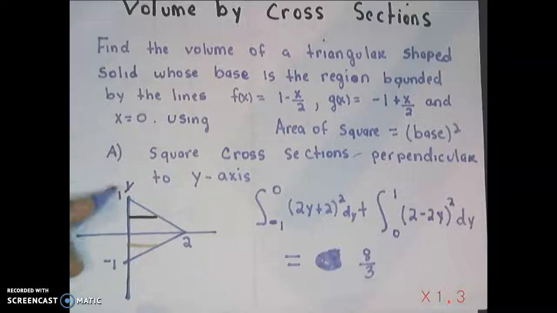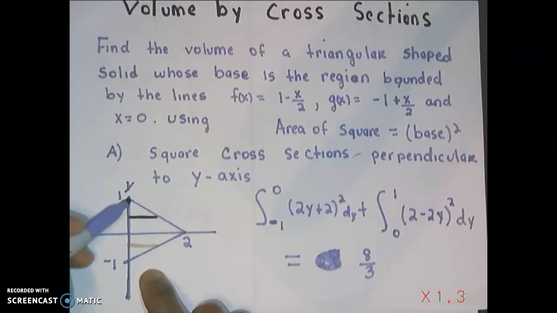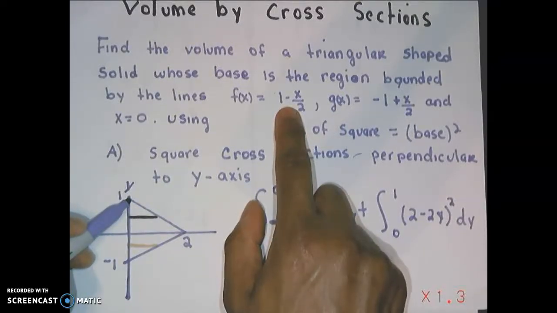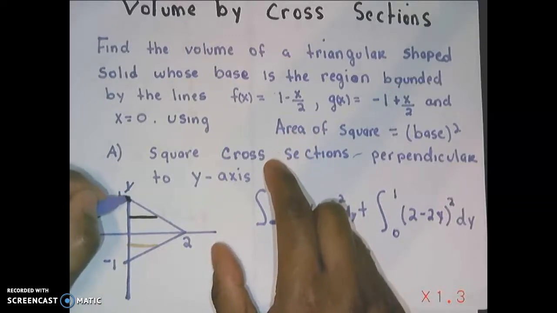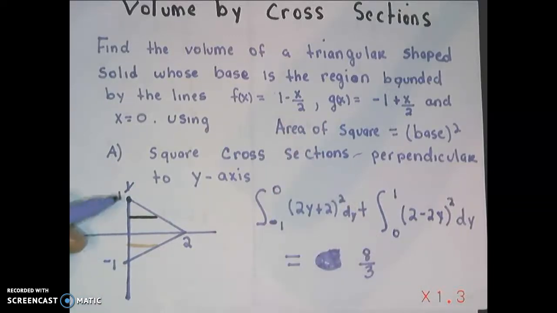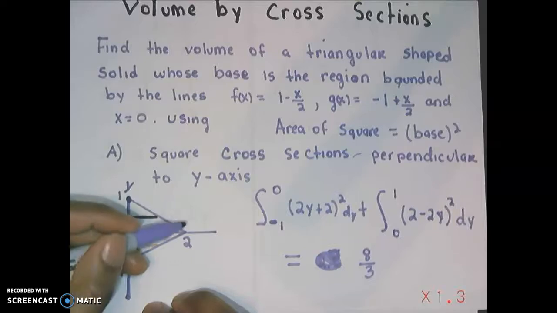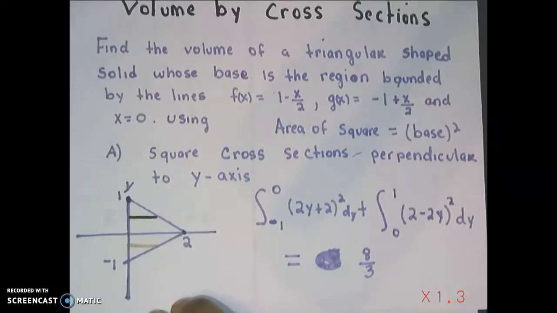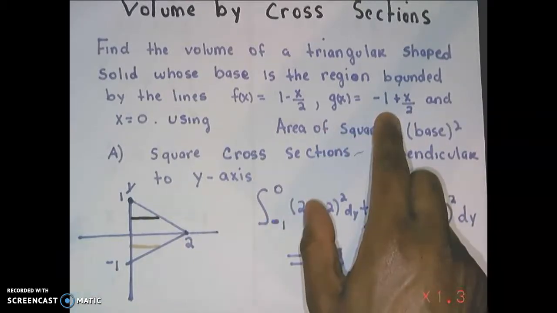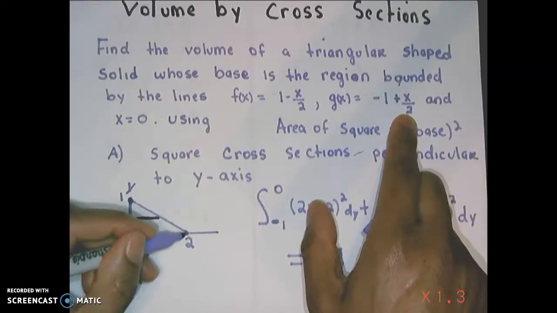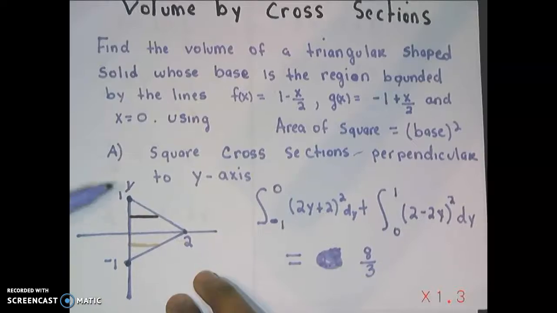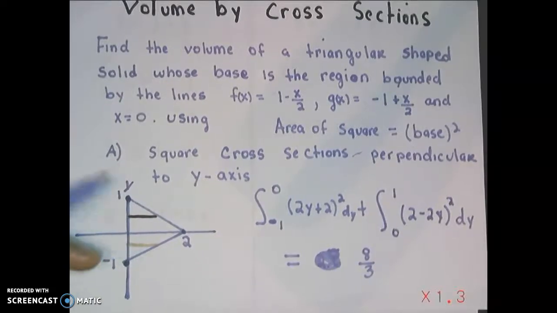Then we have the line here, which is 1 minus x over 2. This is just the y-intercept of 1 and a slope of negative 1/2. So we go down 1 and over 2. So we get that line, and then the next line has a y-intercept of negative 1, and the slope is positive 1/2. So we go up 1 over 2. So that's how we get this line. And so it creates this shape.